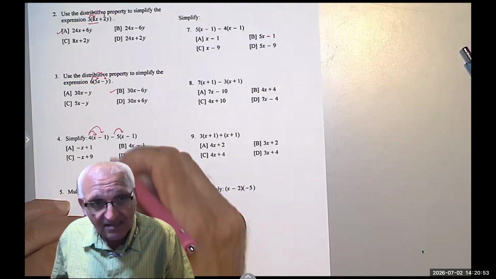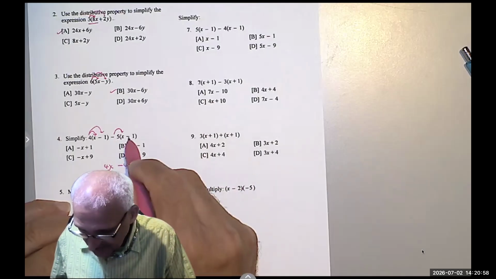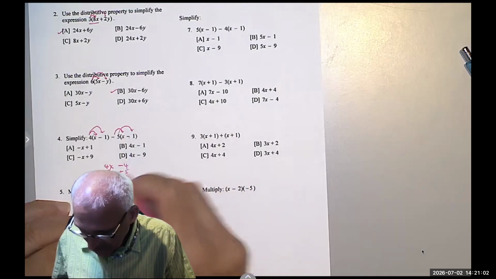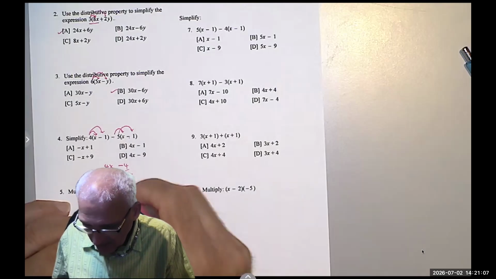I'm going to place the x's under each other and the constants under each other. Negative times negative is positive, and 5 times 1 is 5, so plus 5. In which case, I get negative x plus 1, which is A.